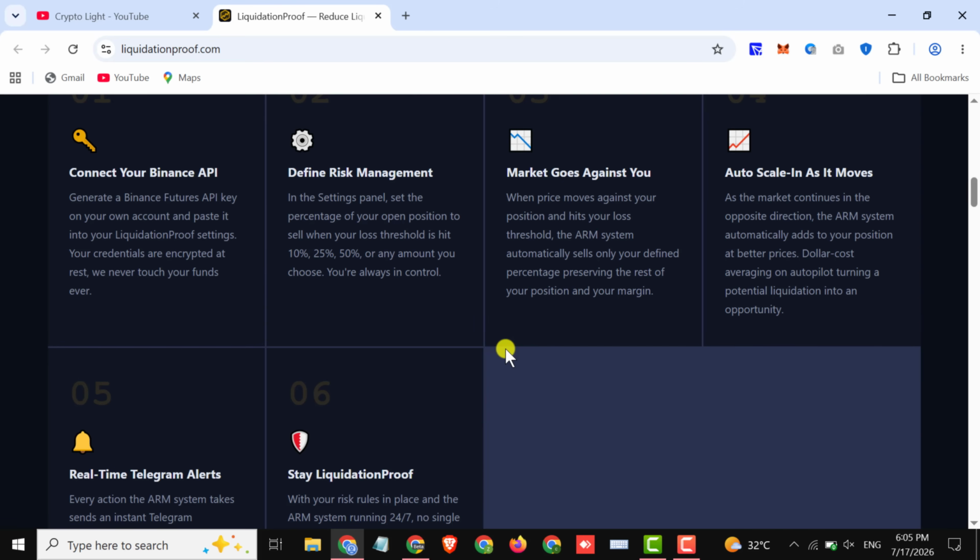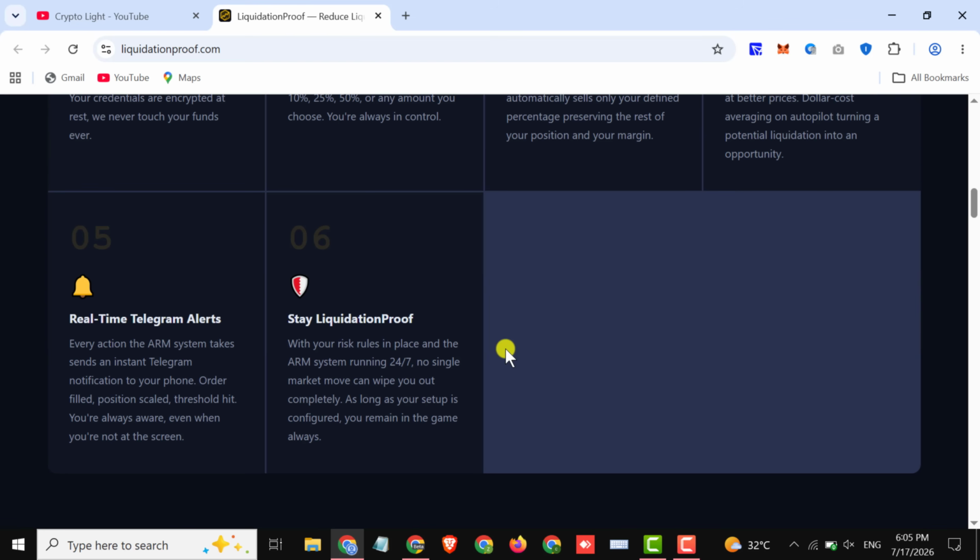The goal is to respond when the market moves against your trade by applying automated risk management strategies designed to reduce the chance of liquidation. Here you can check out all the details. The key thing to understand is that your assets never leave Binance. LiquidationProof simply helps manage positions through automation.